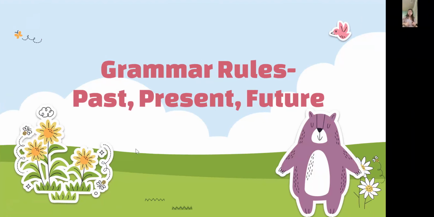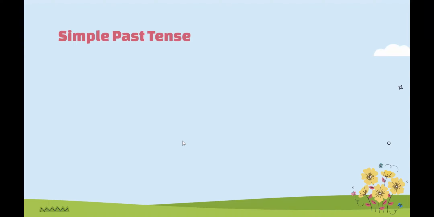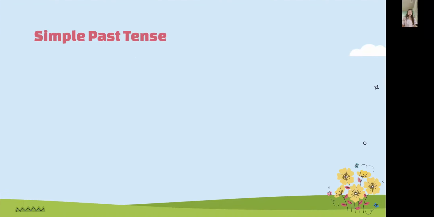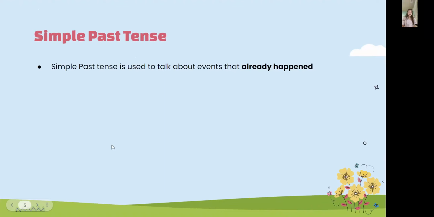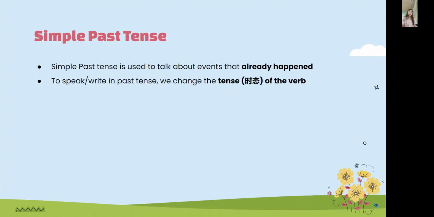So for this week's lesson, we're going over grammar rules. So we're going over past, present, and the future tenses of verbs. So first, we have simple past tense. Simple past tense is used to talk about events that have already happened. To speak or write in the past tense, we change the tense of the verb.